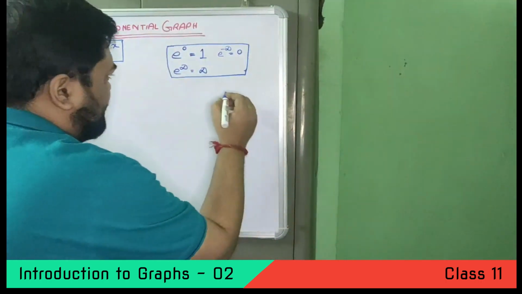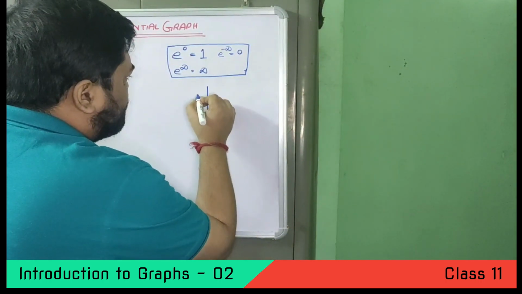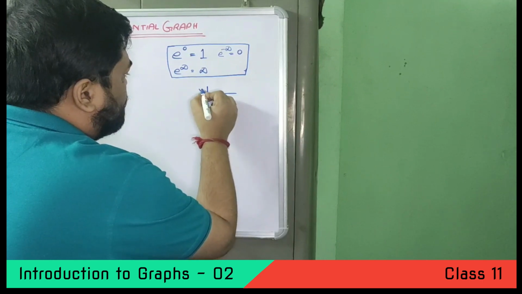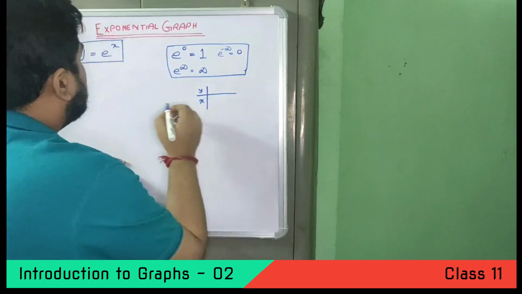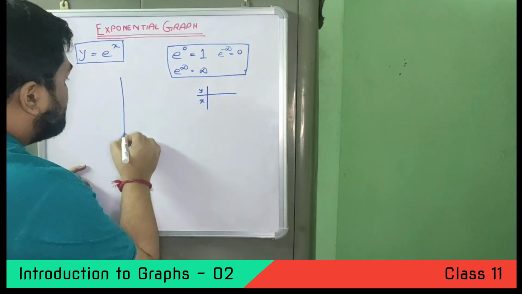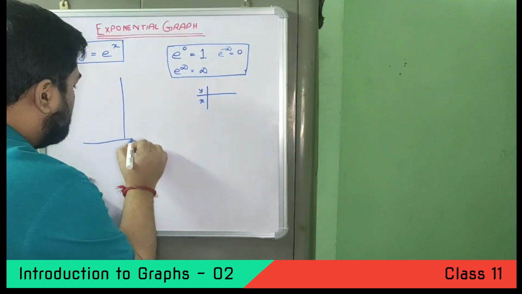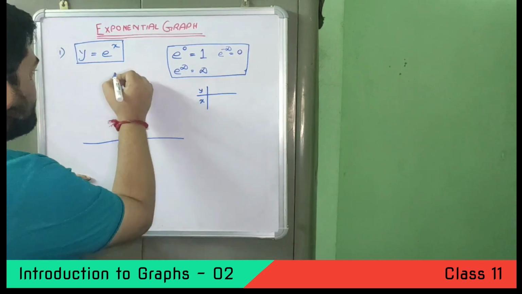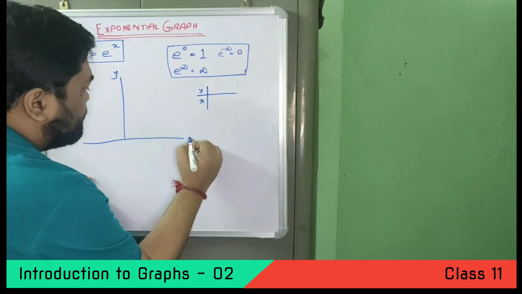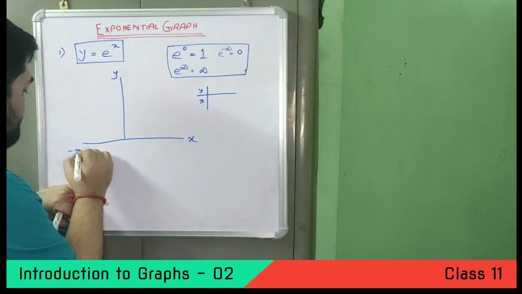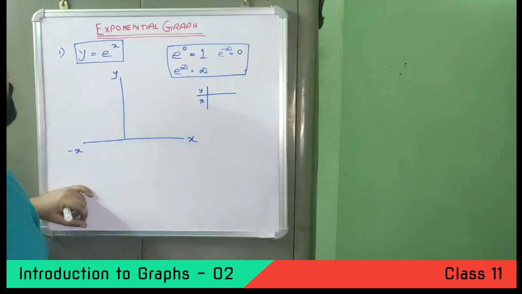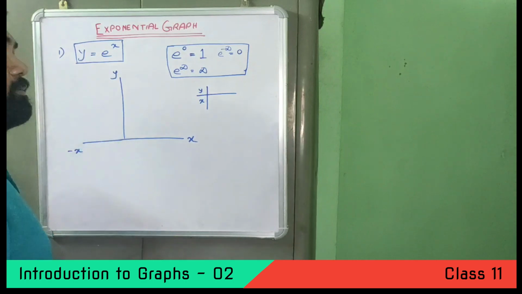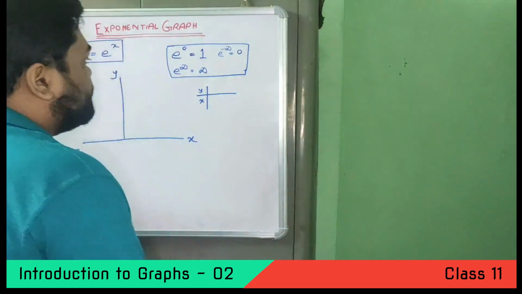Now I consider the x and y values of an equation, and I am plotting the graph. This is the y axis, this is the x axis, and this is the minus x axis, right? So these are the x and y coordinates, right?